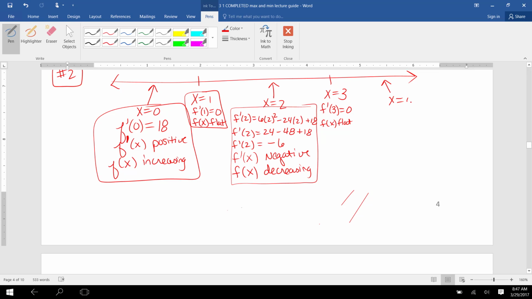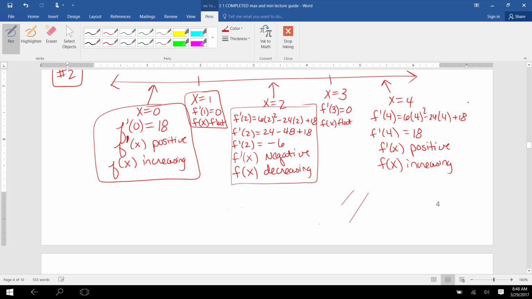So for example, X equals 4. F prime of 4 will be 6 times 4 squared minus 24 times 4 plus 18. I'm getting 18. Again, I don't care that it's 18, I care that it's positive. F prime of x is positive. That will be true for any x that you pick to the right of x equals 3. So for that entire interval to the right of x equals 3, f prime is positive. Therefore, for that entire interval, f of x is increasing.